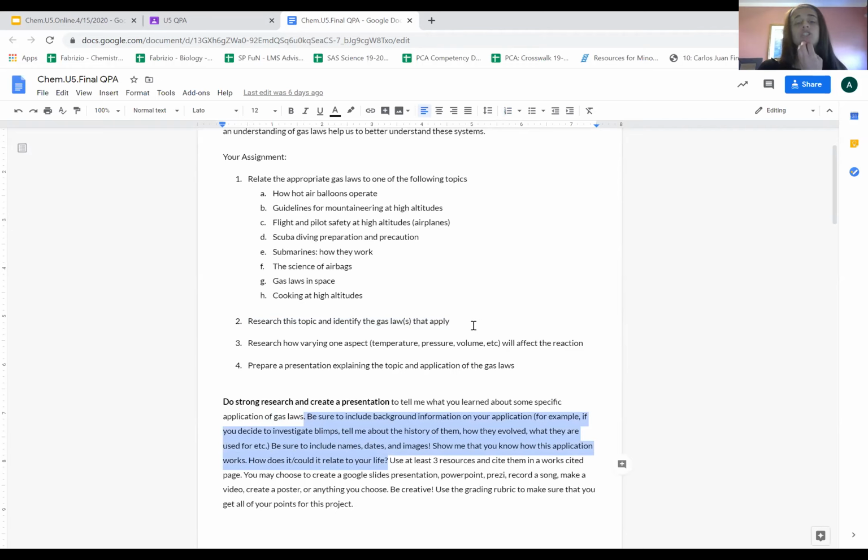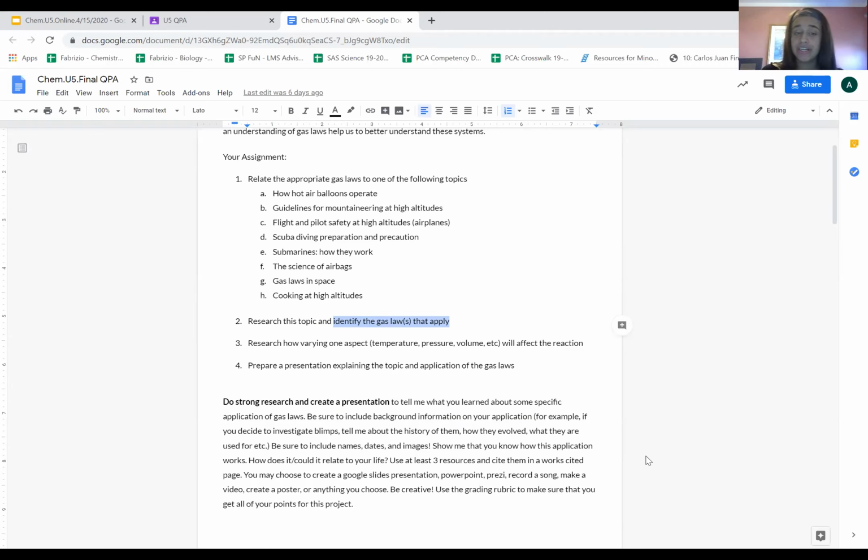And then you're also identifying the gas laws that apply and why and how. How do they apply? Why do they apply? What does that mean? How does it relate to this topic? So pause me now to do your research on that, and then we'll check back in, and then you guys will have everything for today done.